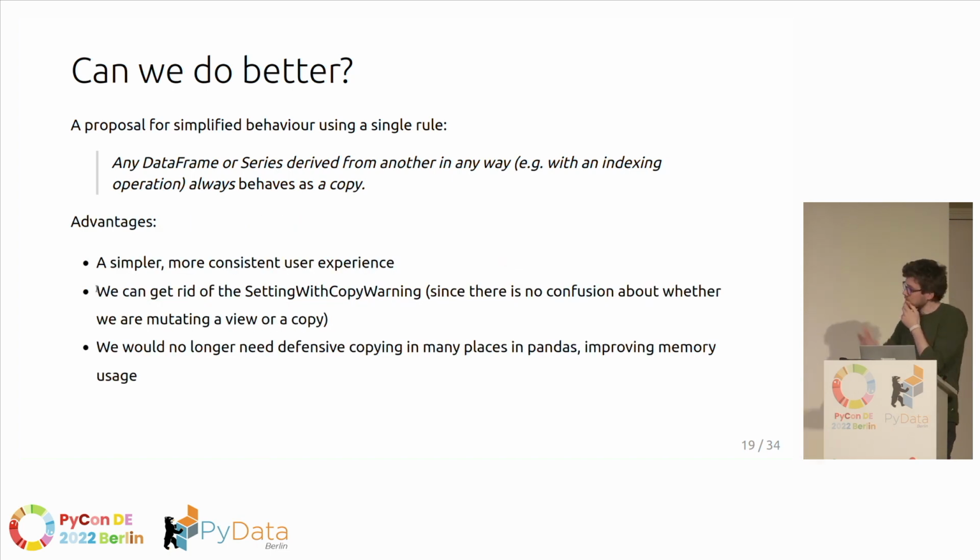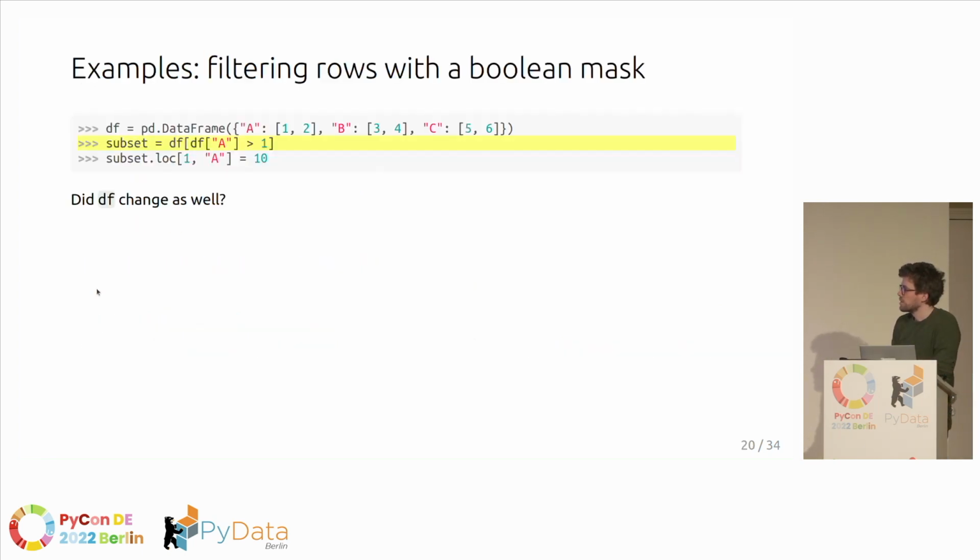So I think it will be simpler to understand, a more consistent user experience. We can get rid of the SettingWithCopy warning. We can avoid a lot of copies. I will go into those points.